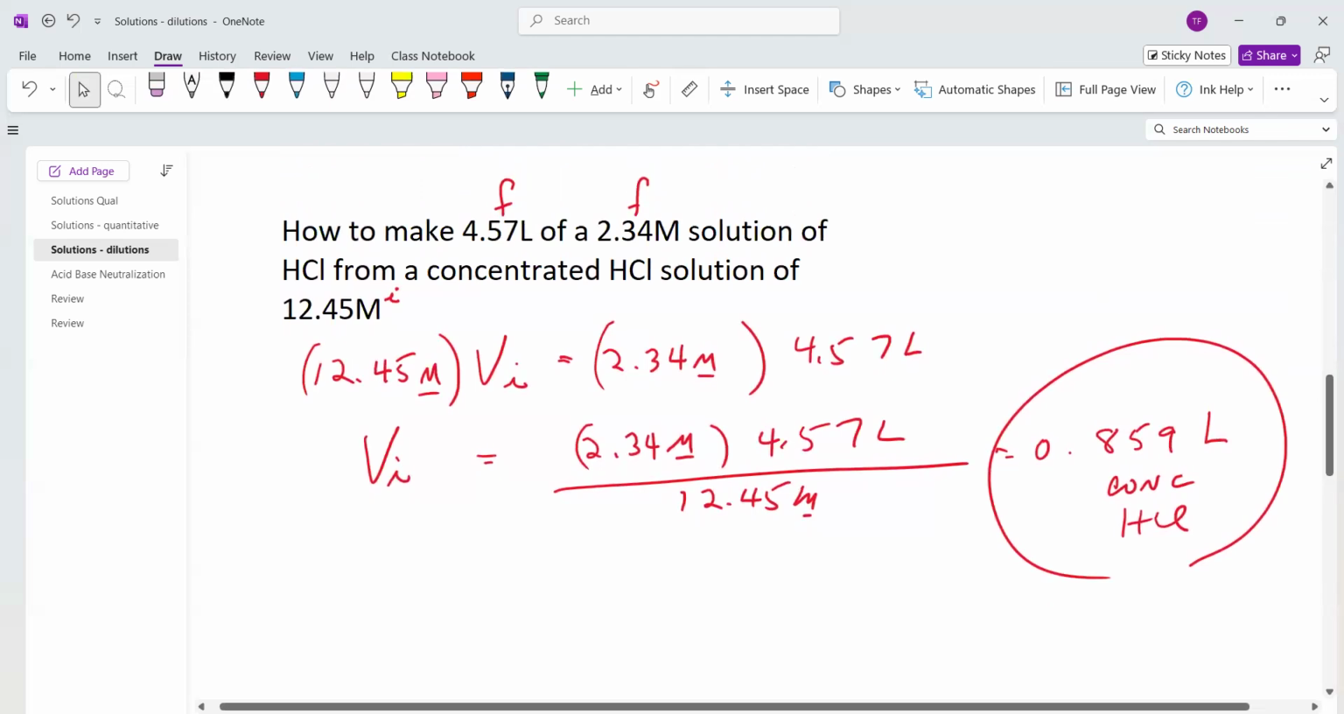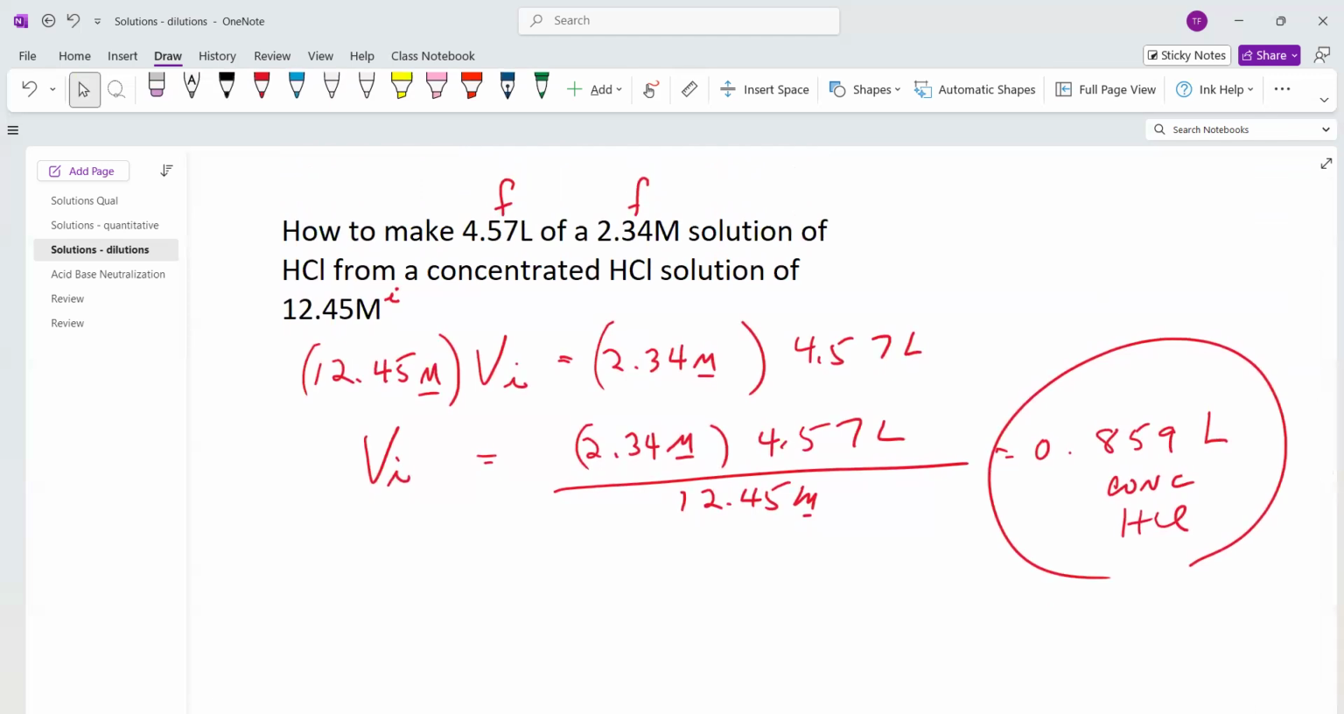So the question is how to make it. I want a direction to follow. How would you make that solution?